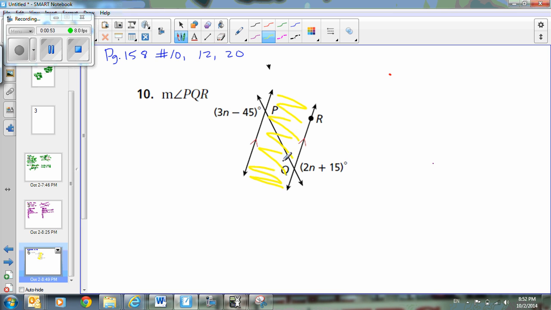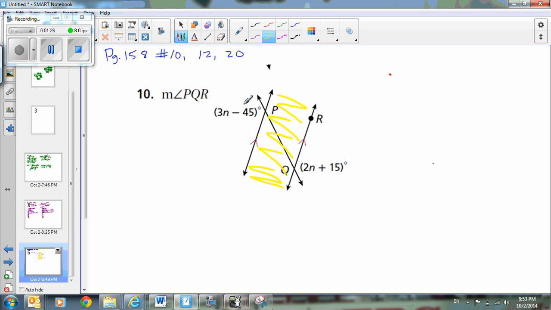So if this is the interior, that means that the 3n minus 45 and the 2n plus 15 degree angles lie on the exterior. So what we have here are two angles that are on alternating sides of the transversal. They're on the exterior of the two lines being cut by the transversal. So they are called alternate exterior angles. Okay, remember, when parallel lines are cut by a transversal, alternate exterior angles are congruent. So that means their measures are equal.